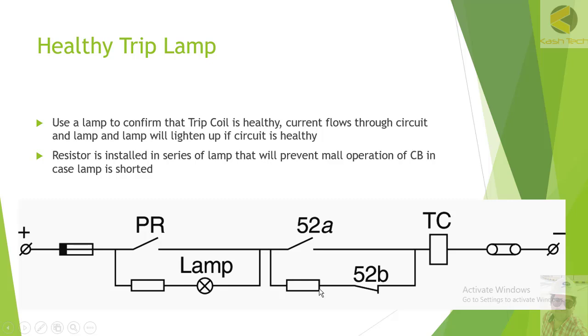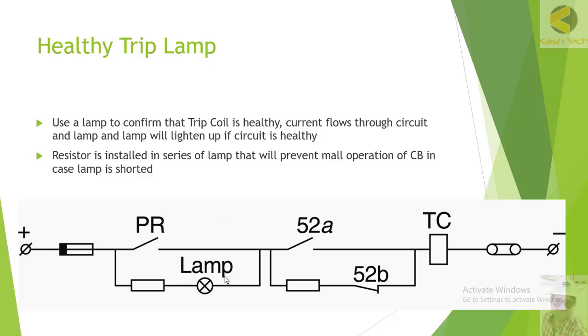Now if the circuit breaker is in the closed position, then 52A will be closed, and DC supply will be passed through this point, tripping coil, to 52A, and from this lamp to this resistor, and this, it is solid positive coming here. So lamp again will be energized.